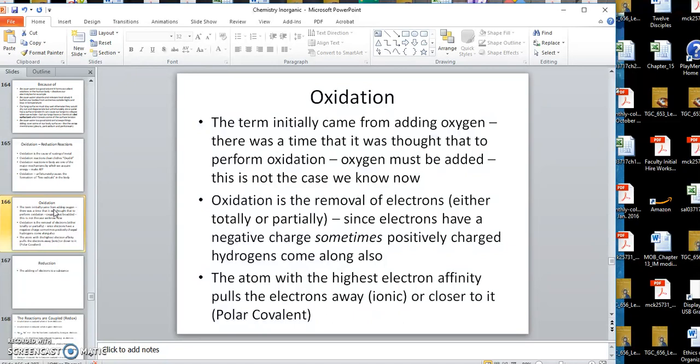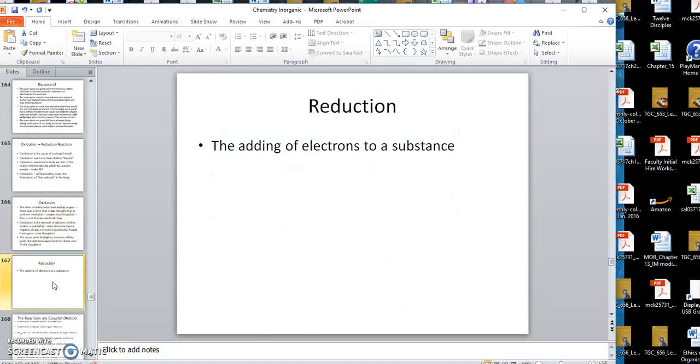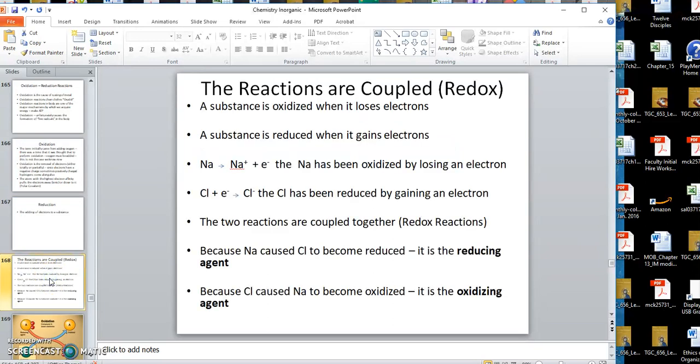Oxidation, basically, we will say, is to remove electrons. To oxidize something is to remove electrons, as you can see as you read it. Reduction is basically to add electrons. So oxidation, let's say, is to remove electrons. Reduction is to add electrons in a reaction. Okay. The reactions are coupled.